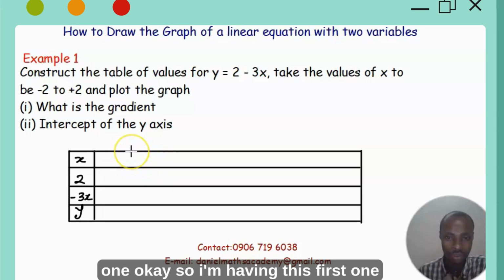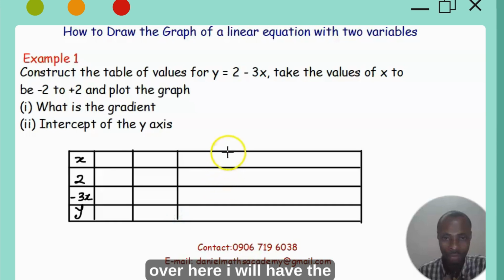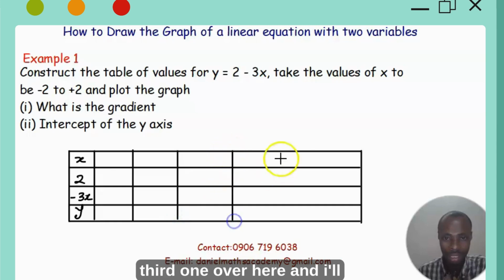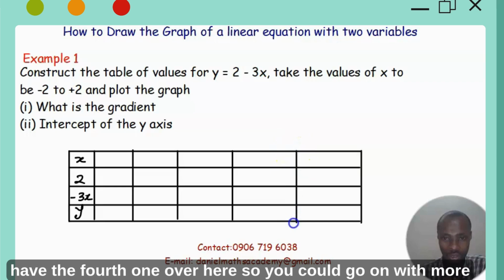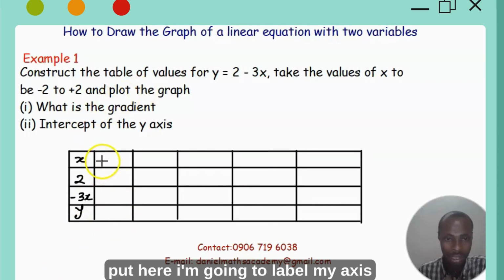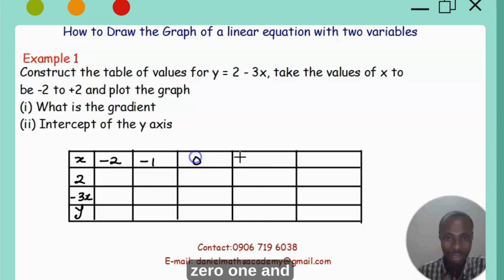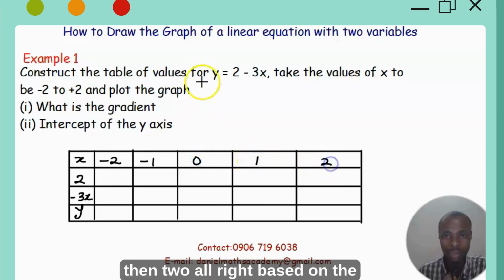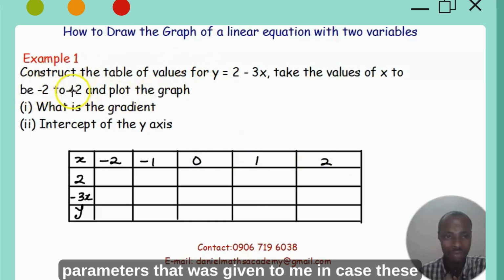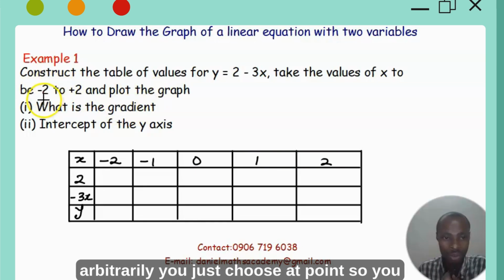So this is going to be the first one. I'm having this first one over here. I'm going to have the second one over here. I will have the third one over here, and I'll have the fourth one over here. So you could go on with more, but that's basically what I could have. All right, so for my first value I'm going to label my axis. So this is minus 2, the next is going to be minus 1, 0, 1, and then 2, based on the parameters that were given to me. In case these values are not given to you, you could just choose arbitrarily. You could just choose a point.